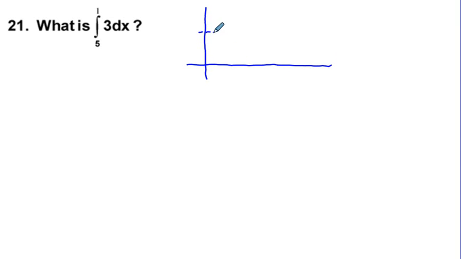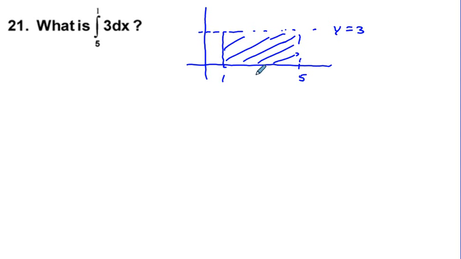But at the beginning of the year, we sort of conceptually saw this. If we have y equal to 3 between x equals 1 and x equals 5, we have this area here, which is going to be a rectangle that is 3 units high and 4 units wide. So the area is going to be 12, but the integral from 5 to 1 is going to make this area negative, so our answer to this question is going to be negative 12. So that is that one.